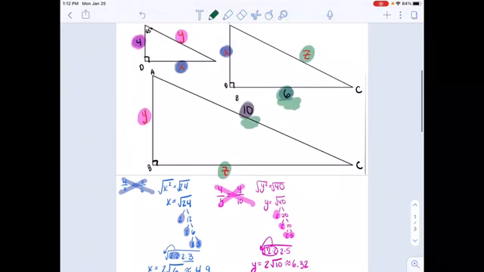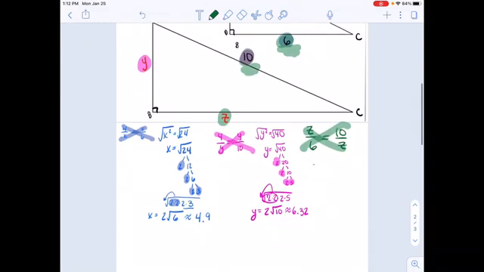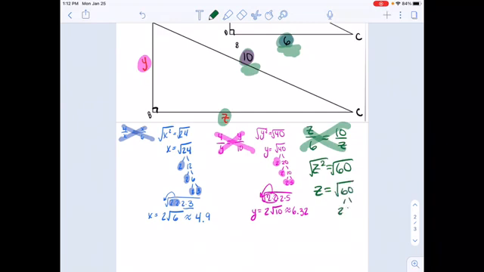So we have, let's see, z over 6 equals 10 over z. Cross multiply. Z squared equals 60. Take the square root. Do your prime factor tree.